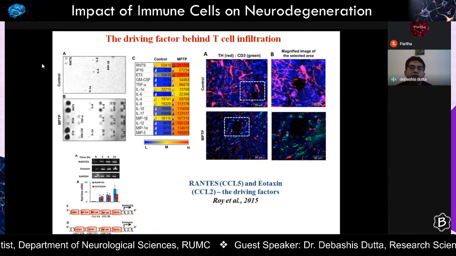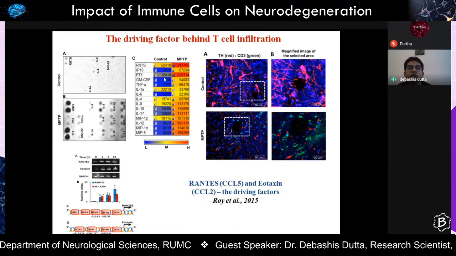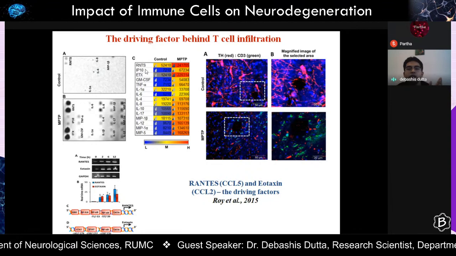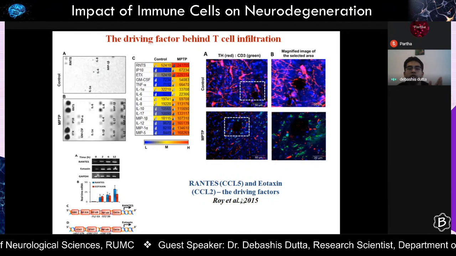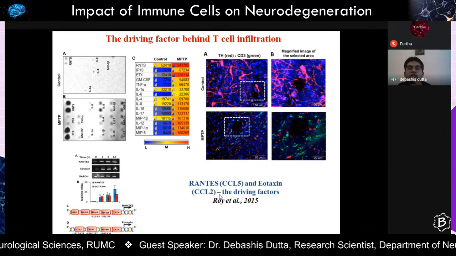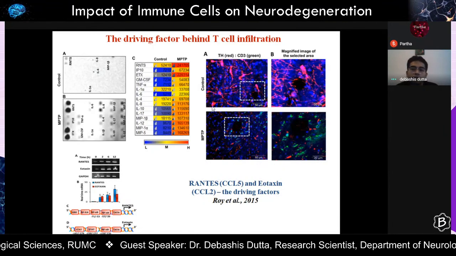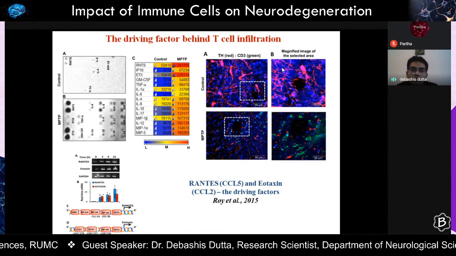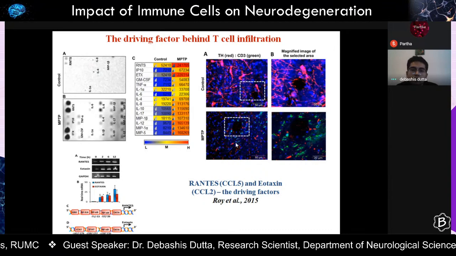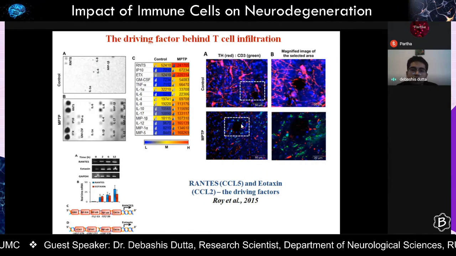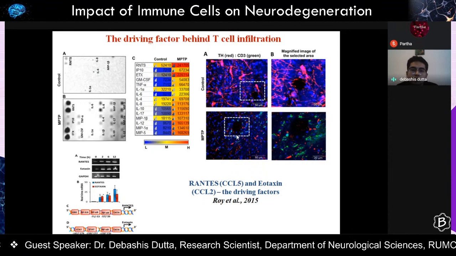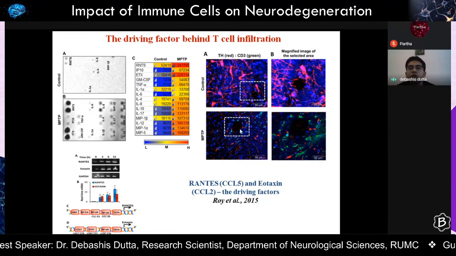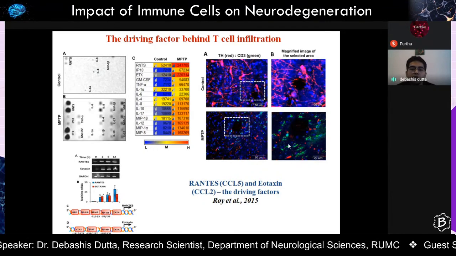And they have found that there are two specific cytokines which are upregulated much higher than any other cytokines: RANTES, also called CCL5, and eotaxin, like CCL2. And after MPTP injection, there are a lot of T cells around the blood vessels, confirming that within the brain there is an invasion of T cells from the outside. And this is the magnified view.